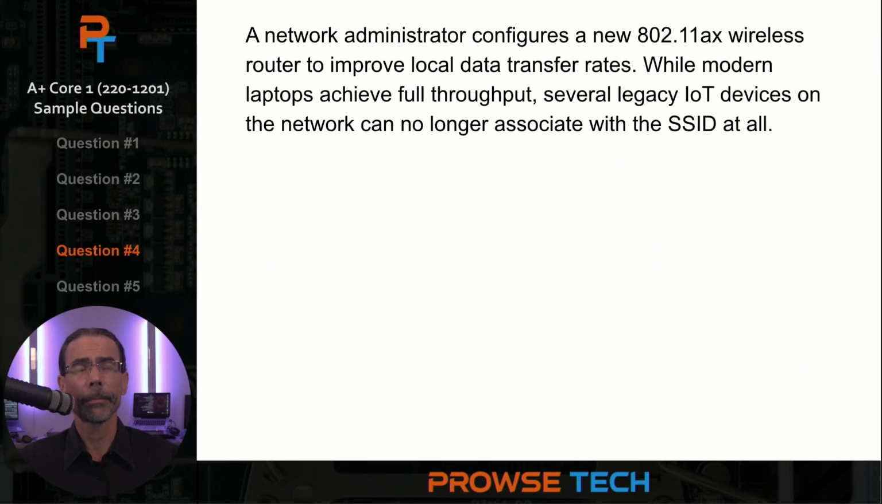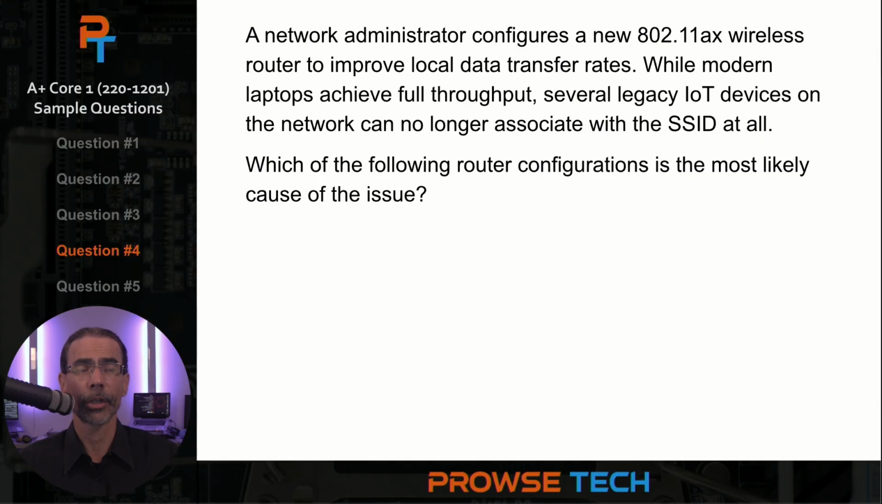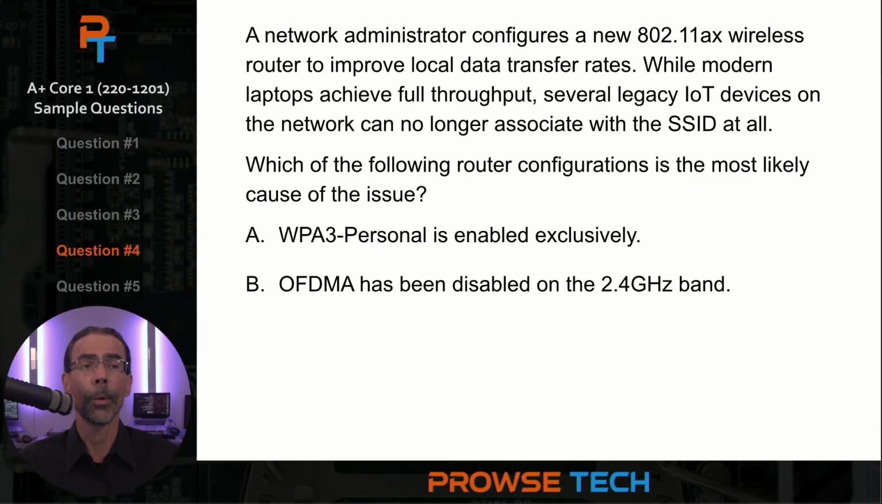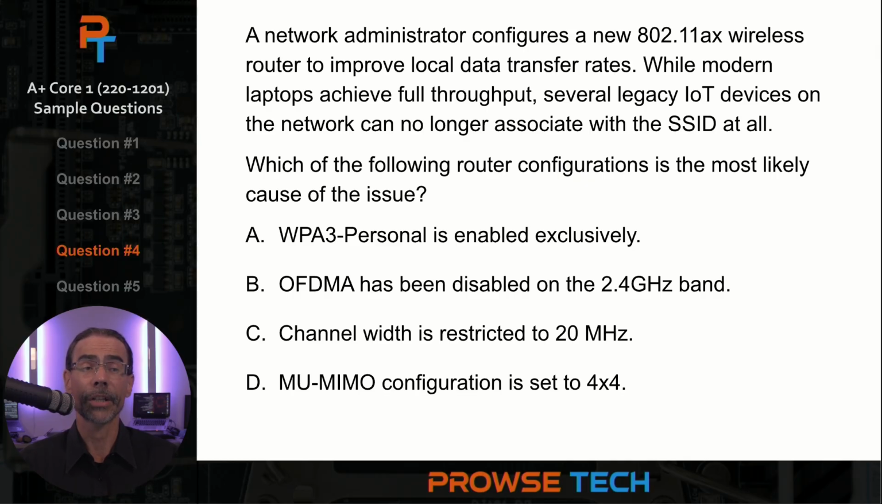Question 4. A network administrator configures a new 802.11ax wireless router to improve local data transfer rates. While modern laptops achieve full throughput, several legacy IoT devices on the network can no longer associate with the SSID at all. Which of the following router configurations is the most likely cause of the issue? A. WPA3-Personal is enabled exclusively. B. OFDMA has been disabled on the 2.4 gigahertz band. C. Channel width is restricted to 20 megahertz. Or D. MU-MIMO configuration is set to 4x4. Take a moment to pause the video. I'll be back in 3 seconds.